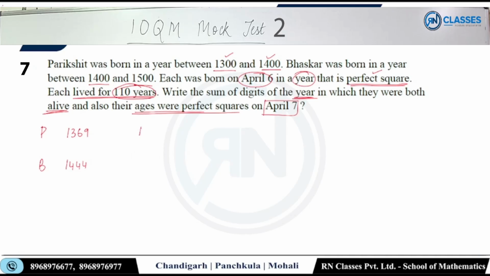So Parikshit was born in the year 1369 and he was alive for 110 years, meaning he was alive till 1479. 110 years. Okay. Bhaskar was born in the year 1444, and was alive for 110 years, so this comes to 1554. Okay. 110 years, I have written down all these things that he said the first time. Sum of digits of the year in which they both were alive.